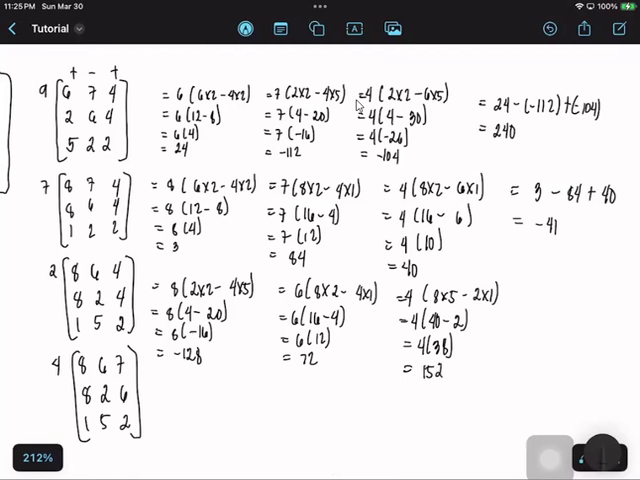So for this one right now, it becomes negative 128, then minus 72 plus 152. So what you're going to do is 128 minus 72, then you will add 152. It will become negative 48. So that's the base cycle.